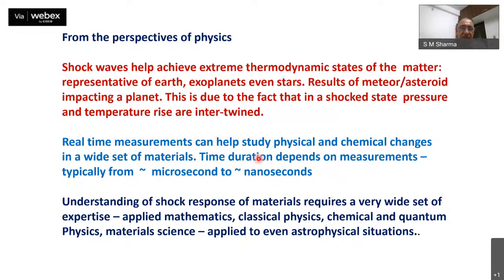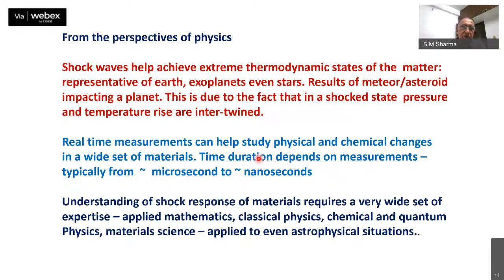Also, unlike static pressure experiments, shock wave experiments are invariably destructive. We do one experiment, we're done. That entire material and assembly is gone. And when we redo another measurement, one has to reassemble everything from scratch. And as we'll see, that is what makes this an expensive field of research too.